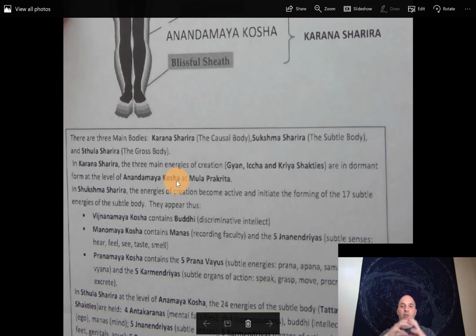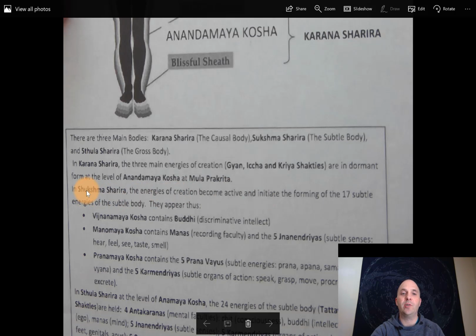So imagine that would be like our Sanchita karma, all the karmas that are going to bring us forward into manifestation in our lifetimes. So it's sitting there, it's around our soul, it's encasing our soul. And then when we talk about the Shukshma Shrira, the energies of creation become active and initiate the forming of the 17 subtle energies of the subtle body. So this is forming out of that karma. It is karma that is bringing that into manifestation. So it's coming from that.